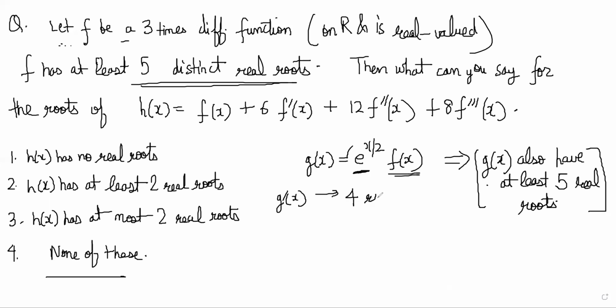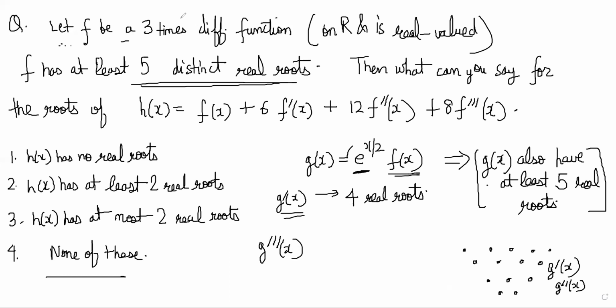So if g of x has 5 roots, then g dash x will have at least 4 real roots. When there is a quadratic, at least one real root will be there for the linear function, which is the derivative. You will mark 5 points like this, one here, one here, one here, one here, for g dash x. And g double dash will have at least 3, and g triple dash will have at least 2. You cannot go beyond triple dash because f is only 3 times differentiable. So at least 2 for g triple dash x.